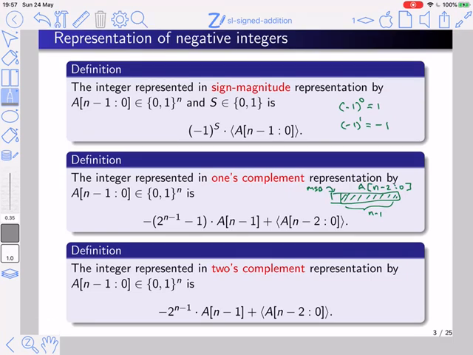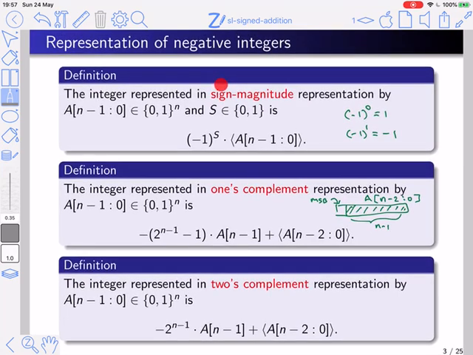How do we represent negative numbers using binary strings? There are three main suggestions. The first suggestion is to use sign magnitude representation. The second one is one's complement, and the third one is two's complement.